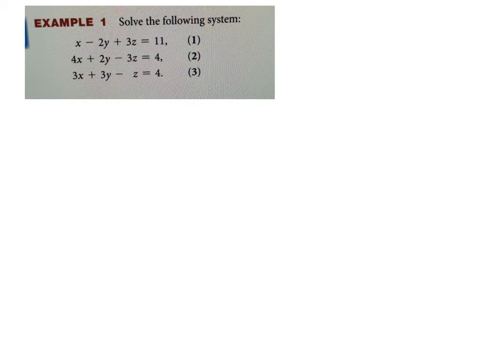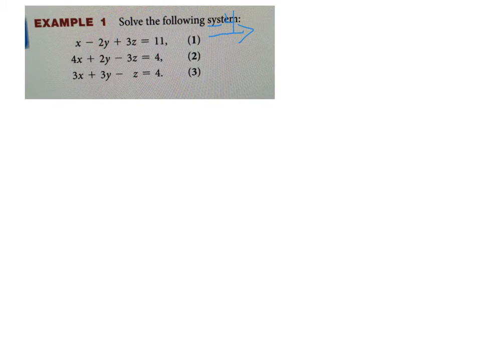So if we look at our first example, our first equation is x minus 2y plus 3z equals 11. 4x plus 2y minus 3z equals 4. And 3x plus 3y minus z equals 4. So keep in mind that your goal is to eliminate the x's on both equation 2 and equation 3. So we're going to do this in 2 steps. The first thing we're going to do is take equation 1 and multiply equation 1 by a negative 4.